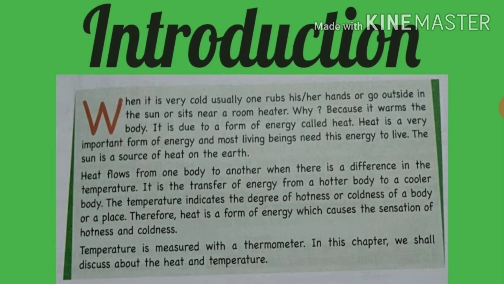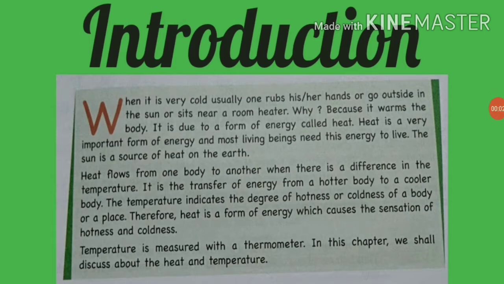No doubt students, it is already clear to you that the sun is the ultimate source of energy, and because of that the sun gives us heat and light. Both heat and light are very essential for us, and heat in the form of energy is required by most of the living things to survive on this earth. Heat flows from one body to another when there is a difference in temperature.